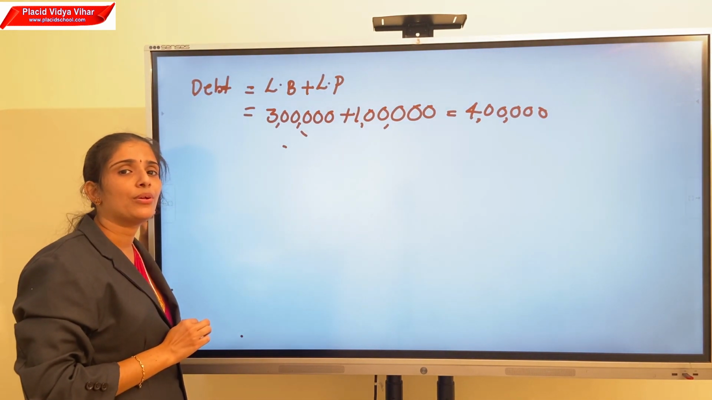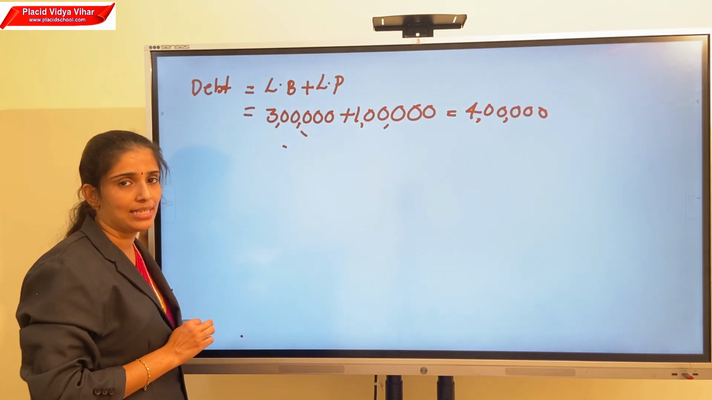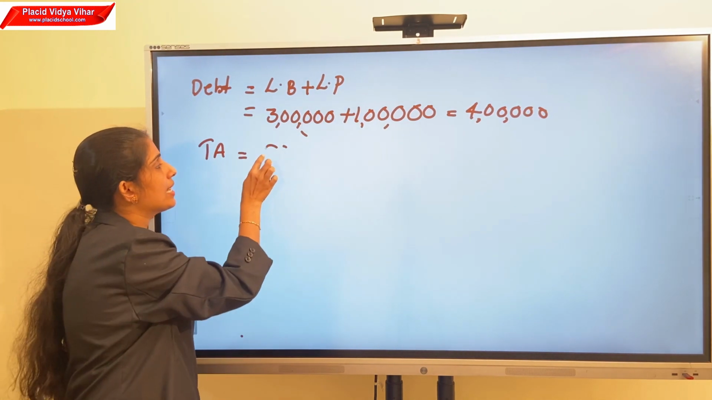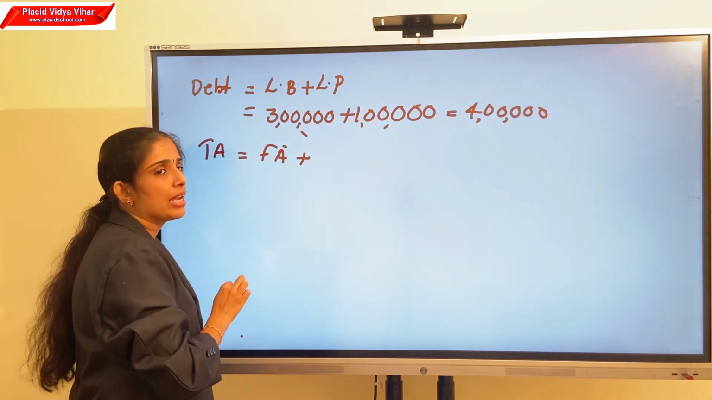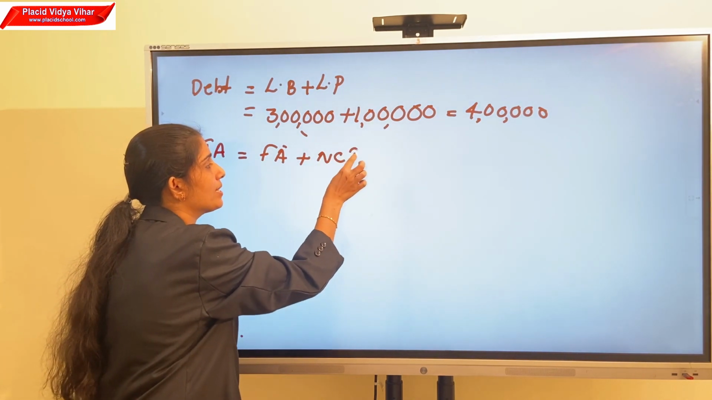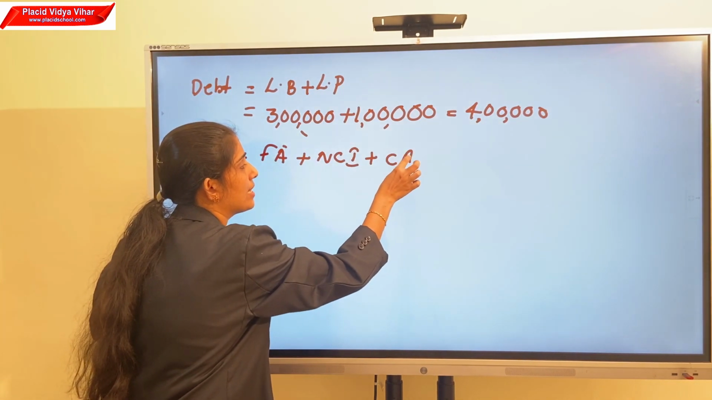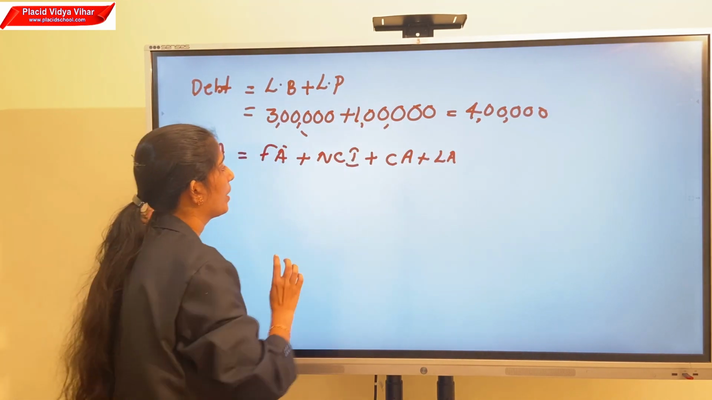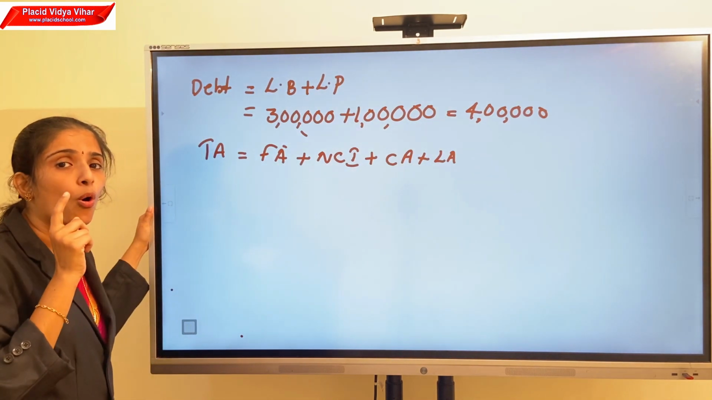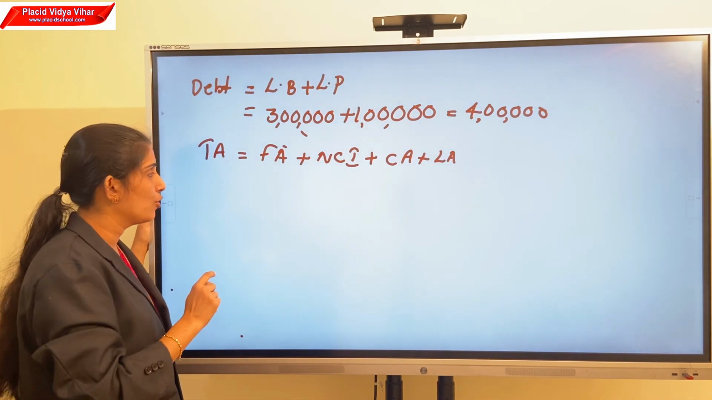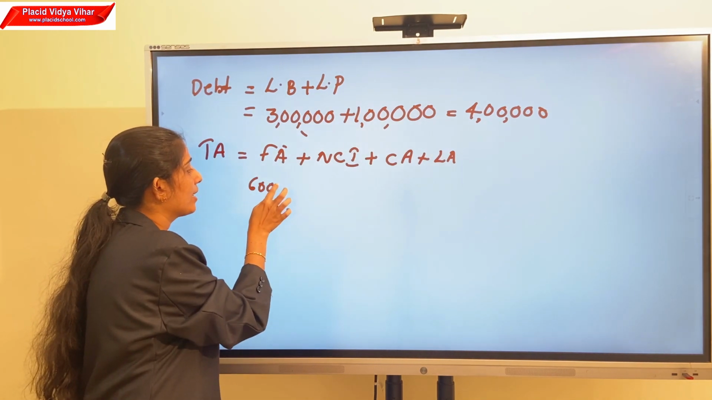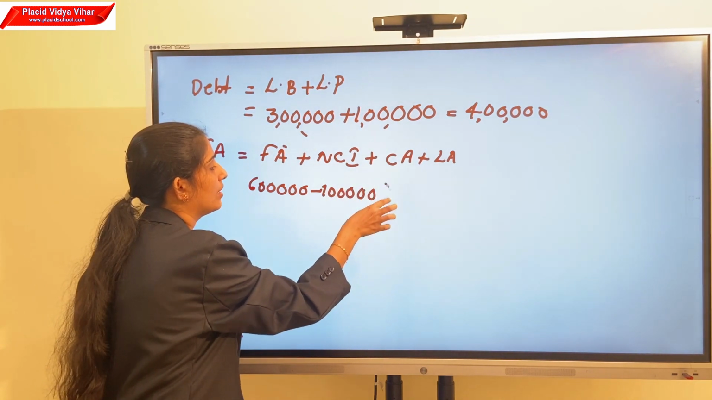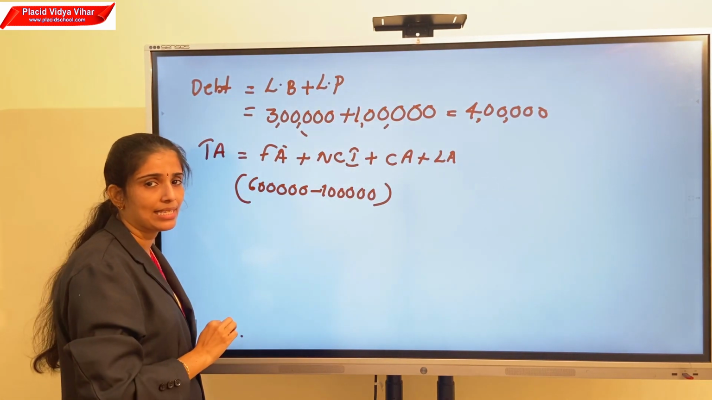For this, firstly you calculate the total value of assets. Total assets equals fixed assets plus non-current investments plus current assets and loans and advances. In this case, for fixed assets, we take only the net value. Net value means 6 lakhs minus depreciation 1 lakh. That is the net value of fixed assets.